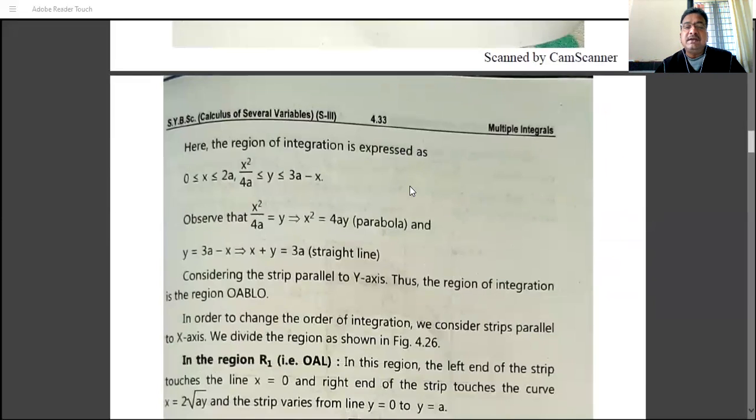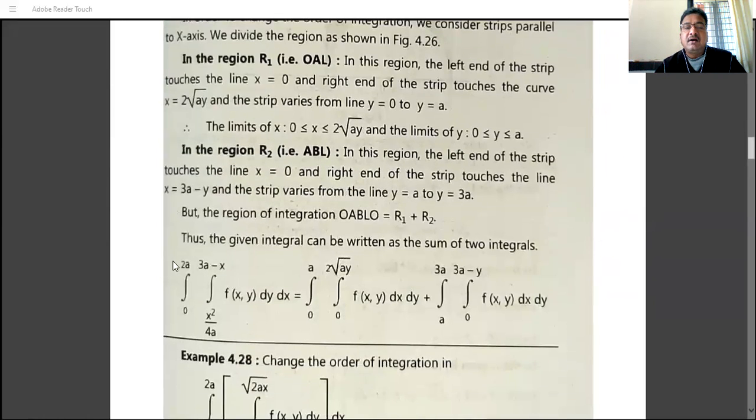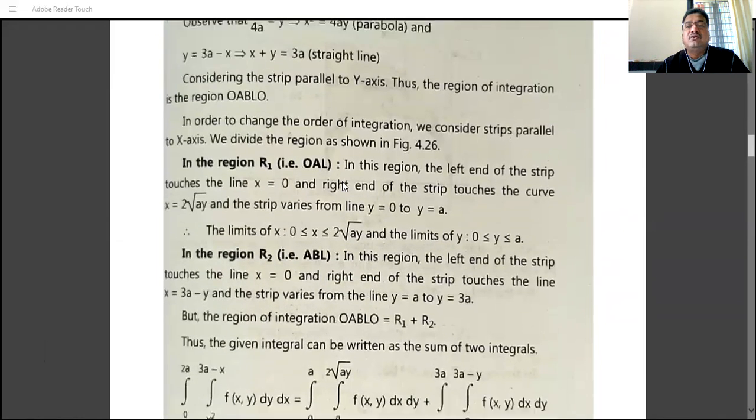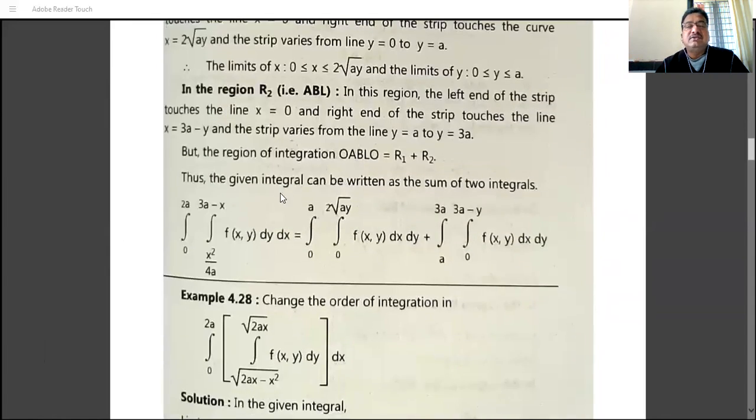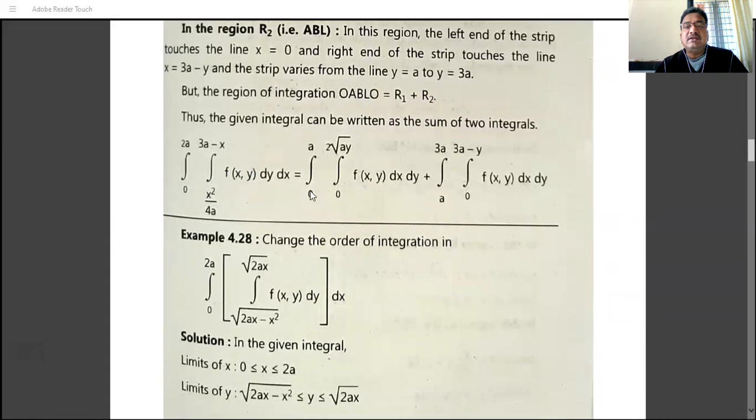Now we have to integrate with respect to x. This description is not necessary in the answer. Just after this, solving these two equations for the point of contact, write this integration. The given integration has the structure f(x,y) as it is, and instead of dy dx, write dx dy. Then the double integration.